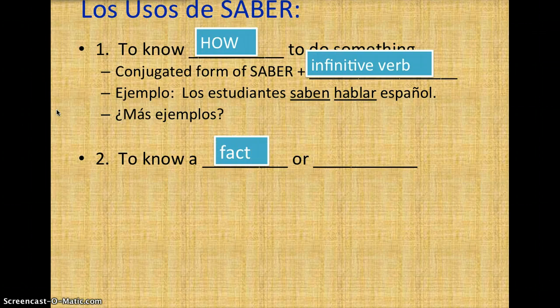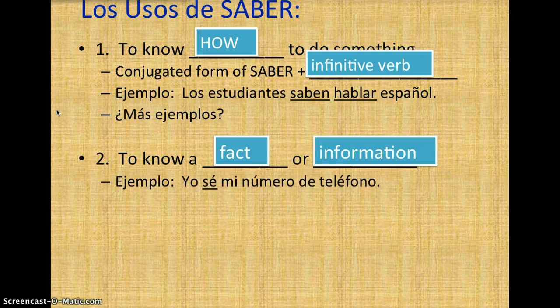The second reason, to know a fact or information. Por ejemplo, yo sé mi número de teléfono. I know my telephone number.